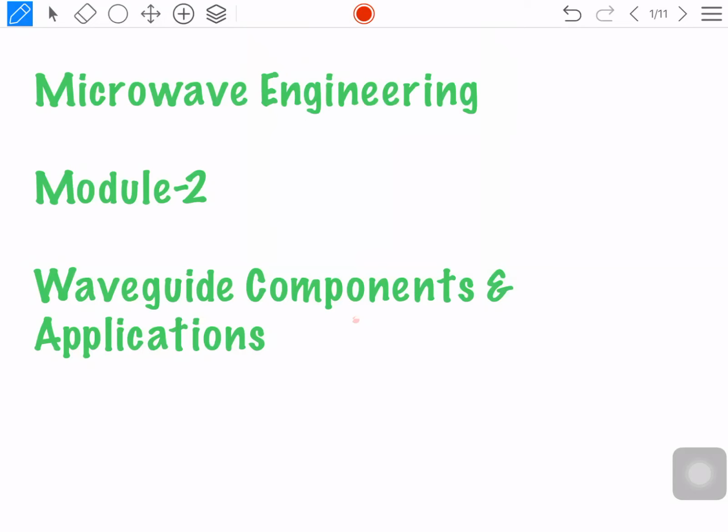There is a need for the development and application of many special components, as the physical characteristics of waveguides differ from those of the other types of electric circuits.